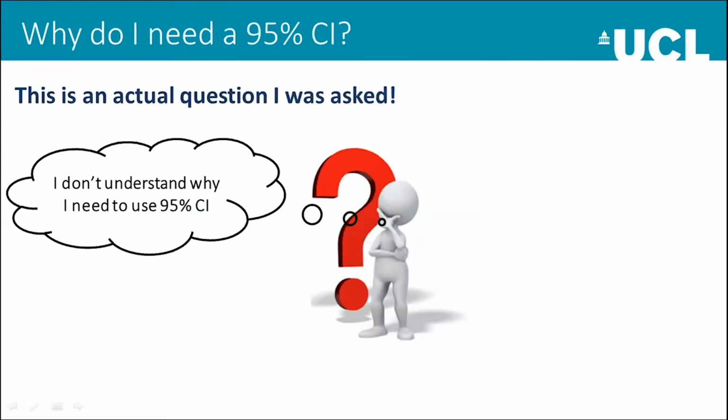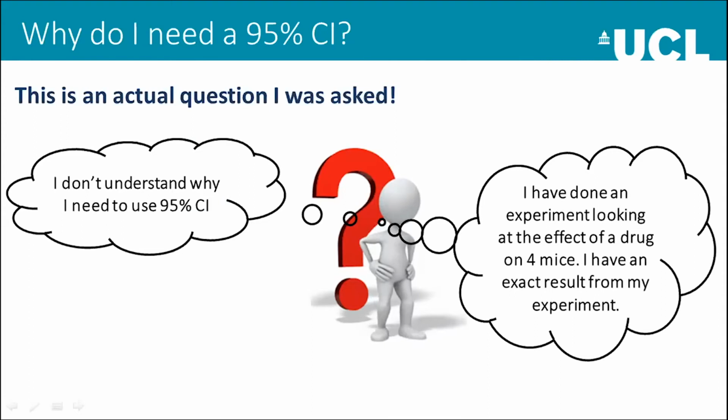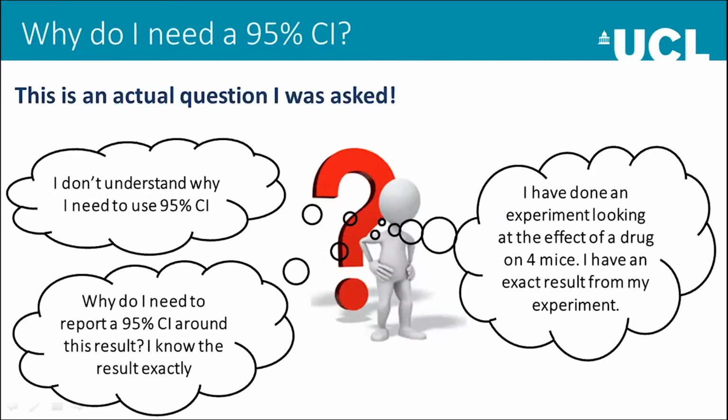And here's an actual question I was asked by someone. I don't understand why I need to use confidence intervals. I've done an experiment, I've looked at the effect of a drug on 4 mice, I've got an exact result from my experiment. Why do I need a confidence interval around this result? Okay, and here's my answer.